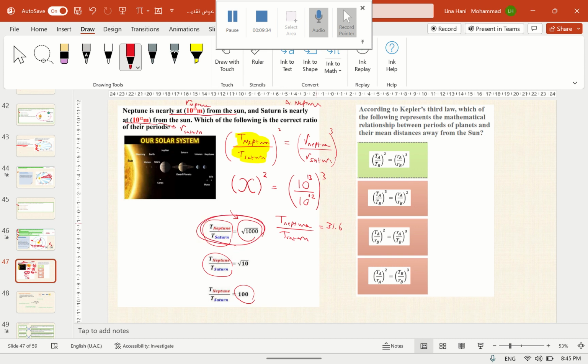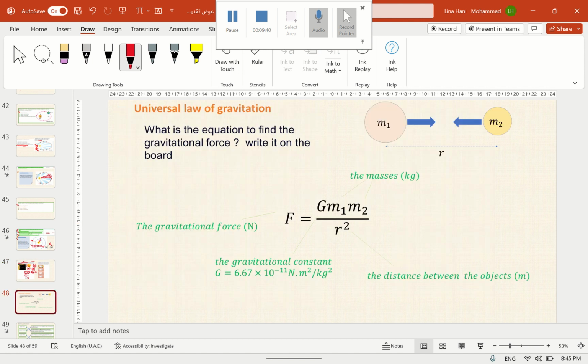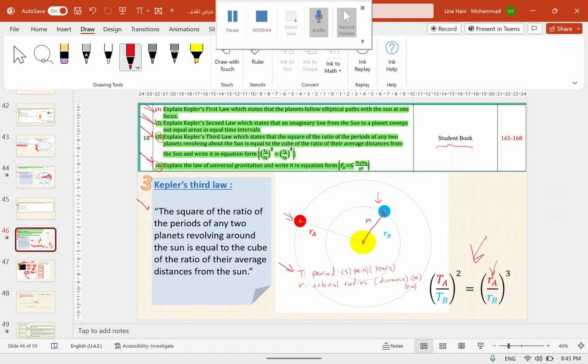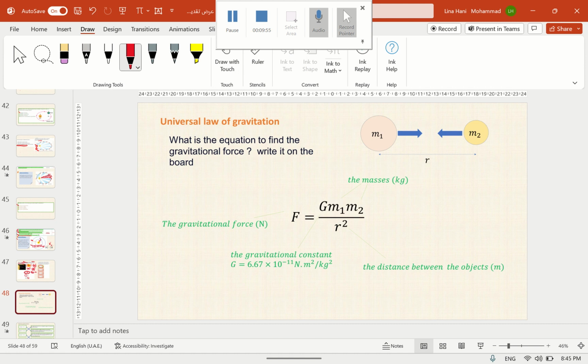Which one of the following states Kepler's third law? Obviously this one right here. We have, of course, the last one, number 4, which says explain the law of universal gravitation and write the equation in the form of Fg equals G m1 m2 over r squared. This is the universal law of gravitation.